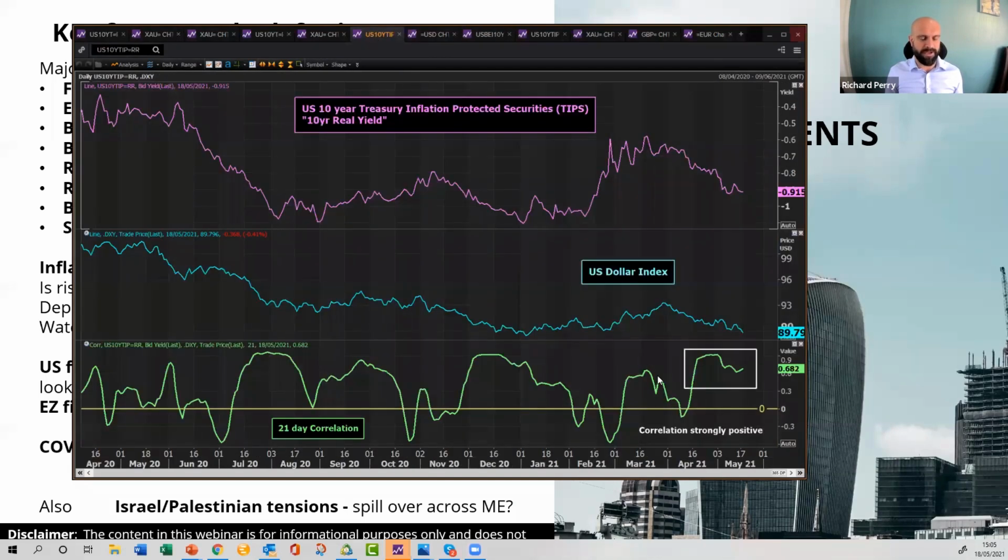Find it now. This one here. You can see that line falling to minus 0.9, coming with the dollar falling as well. So these two are very strongly correlated. So falling negative interest rates are negative for the dollar.